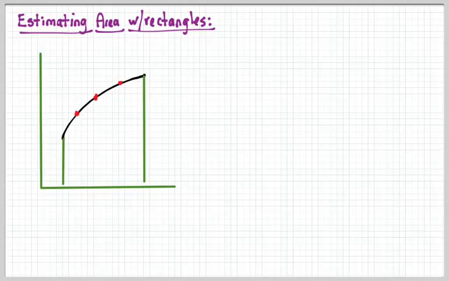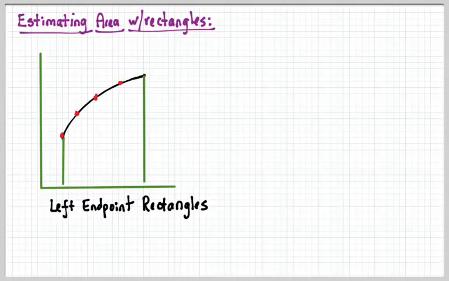Actually, we're going to deal with left endpoint. We're going to talk about left endpoint rectangles first, and then we'll talk about right. So this is called a left endpoint rectangle. We're going to use these to help us approximate the area of a certain curve. Let's call our function f of x.